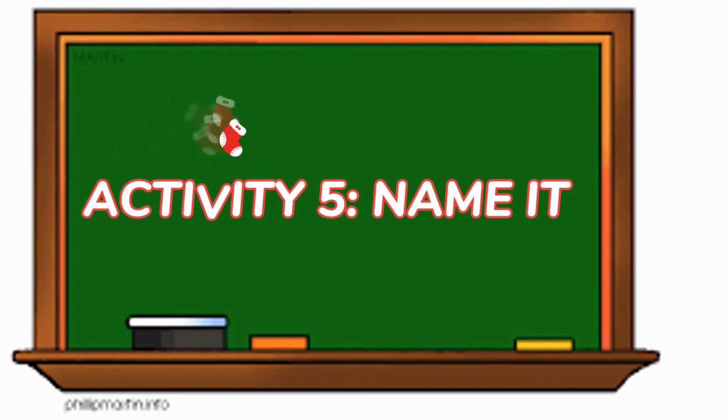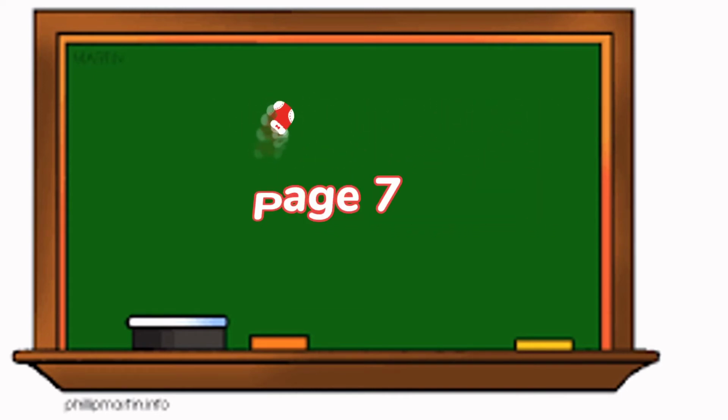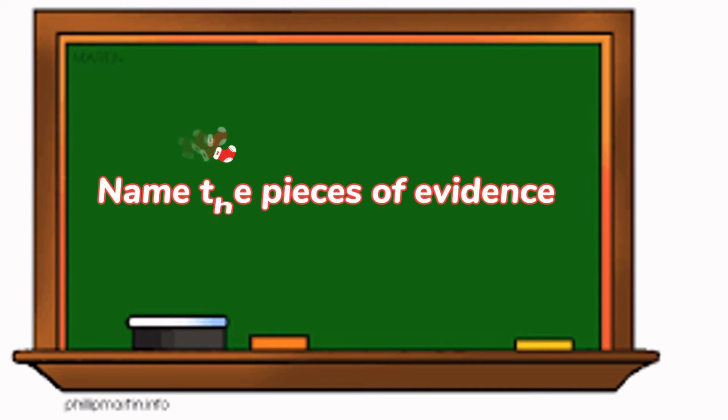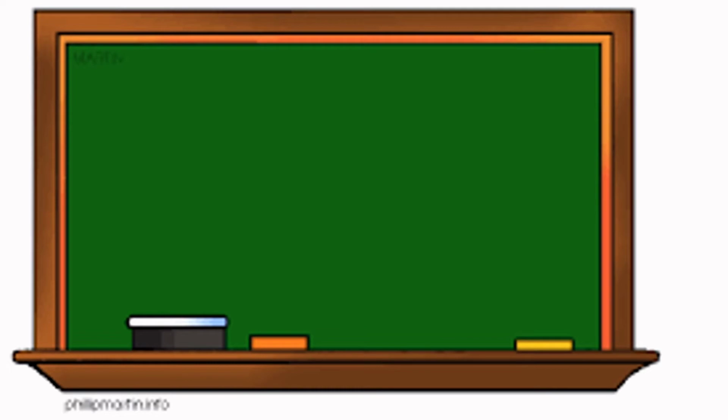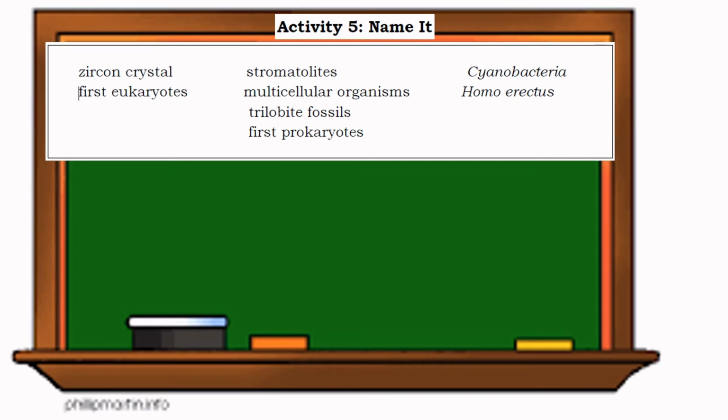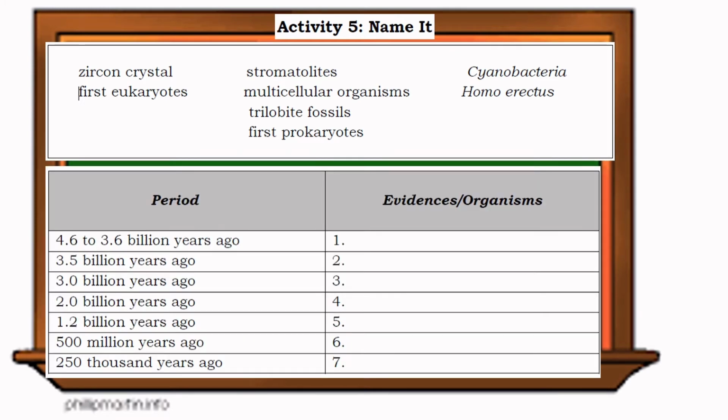Now let us do activity 5. It is found on page 7 of your module. The direction is simple. Name the pieces of evidence on the evolution of life. Write your answer on the space provided. Pick your answer from the terms inside the box. What are the words inside the box? Zircon crystal, first eukaryotes, stromatolites, multicellular organisms, trilobite fossils, first prokaryotes, cyanobacteria, and Homo erectus. Write your answer on the answer sheets. We are going to answer the activity after a short break.